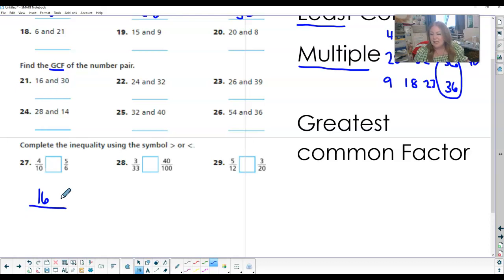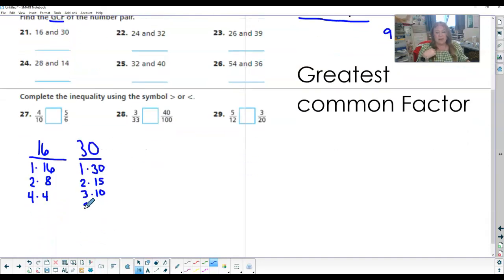As I'm thinking of factors, I always like to list mine out like this. So 16 and 30. And I think of them as pairs. I always start with 1 and 16. And then I'm just going to start counting. Can 2? Yes. 2 times 8. Can 3? 3 does not go into 16 nicely. Can 4? Yes. And once I have a repeat, I know I have all of the numbers that can make 16. So 30: 1 times 30. Can 2? Yes. 2 times 15. Can 3? Yes. 3 times 10. 4? No. 5? Yes. 5 times 6. And then I already have 6. I have all the numbers.